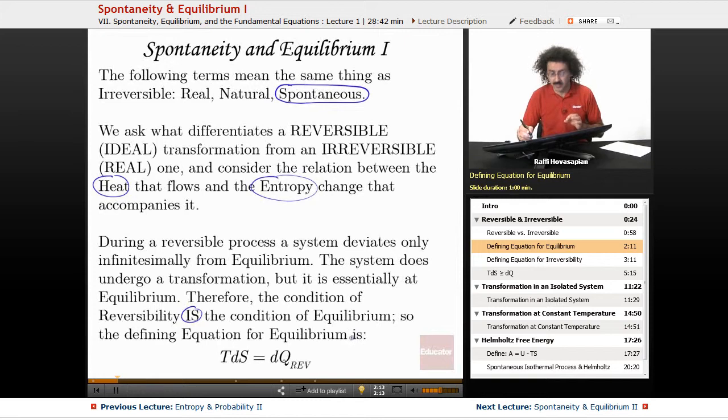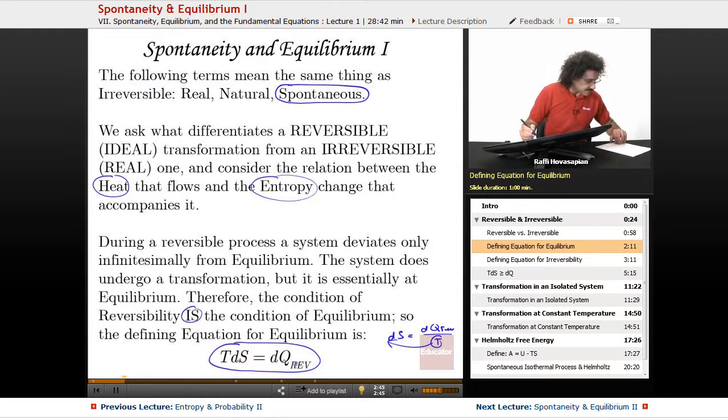So the defining equation for equilibrium is this one right here. TdS equals dq reversible. This is just a rearrangement of the definition of entropy. We had dS is equal to dq reversible over T. All I've done is multiply both sides by T so that I can write it in this form without any fractions, if you will. So the defining condition for a system to be at equilibrium is TdS equals dq reversible. Basically, that means that when a system is at equilibrium, the differential change in entropy that system experiences times its temperature is going to equal the little bit of heat that flows in along a reversible path. So this is the defining equation for equilibrium.